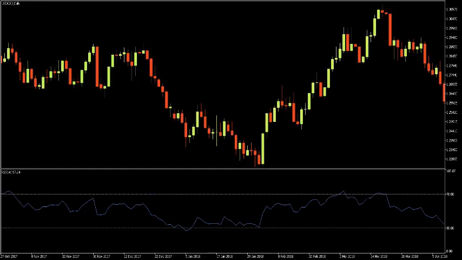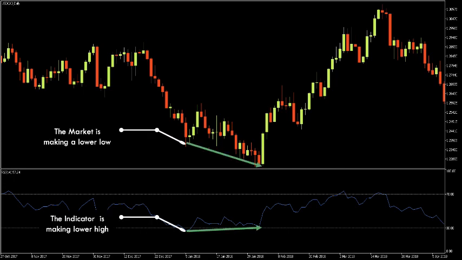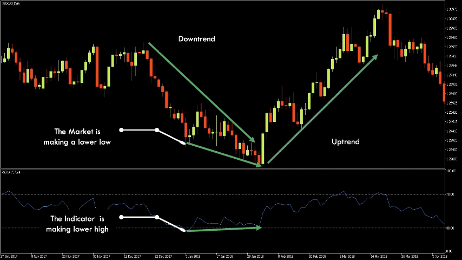Look at another example of a bullish regular divergence. The price reached the lower low while the indicator displayed a higher low, which is an indication of a clear divergence. As you can see, the price was in a downward movement. Then a divergence occurred, and the trend changed direction from downward to upward. This is why it's called bullish regular divergence.